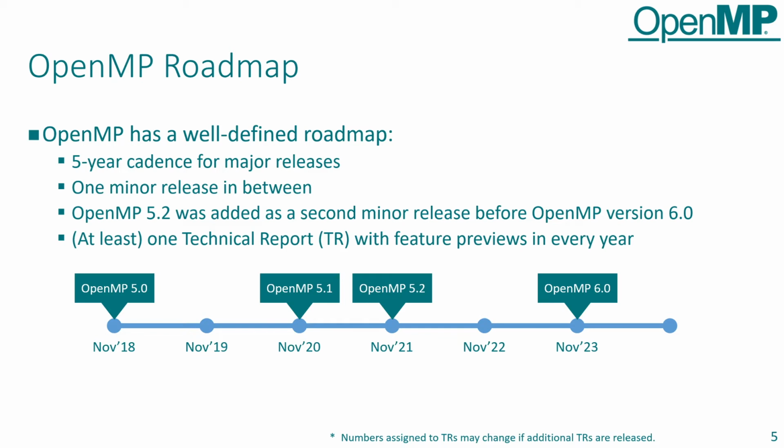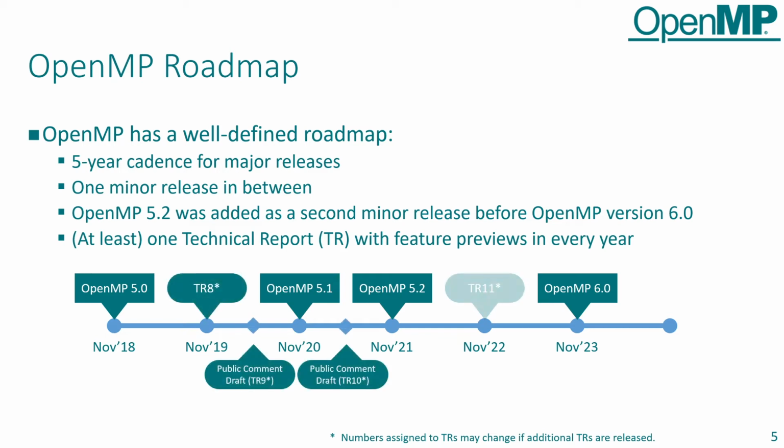And as I already said, in the years where we don't do a full release, we at least publish technical reports. So in November 2019, we had technical report 8 as a preview to OpenMP 5.1. This July, I believe it was, we published a public comment draft, technical report 9, that contained the final thoughts about the OpenMP 5.1 specification.